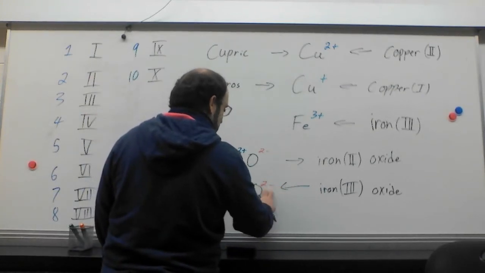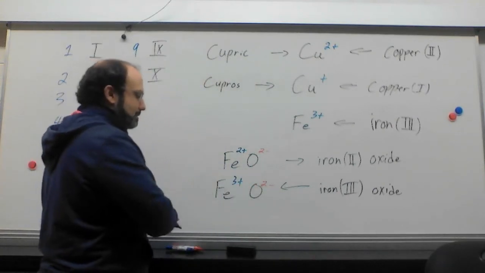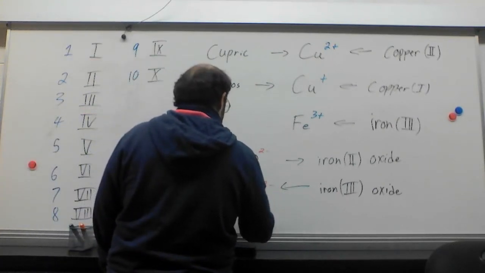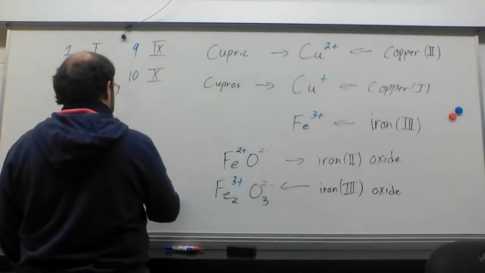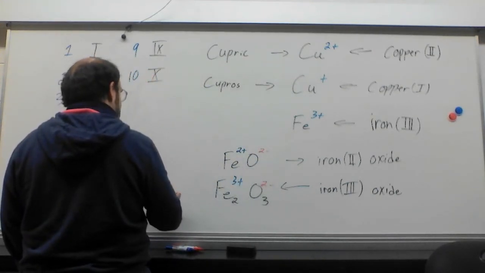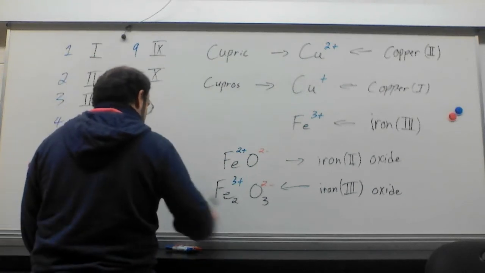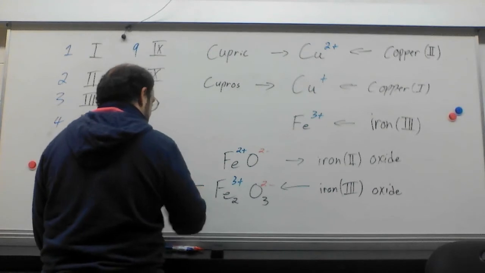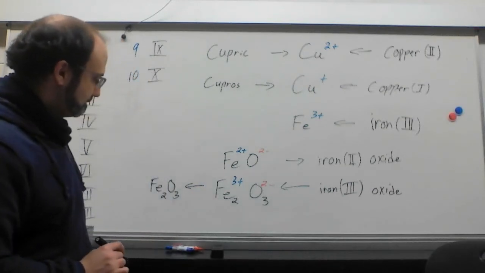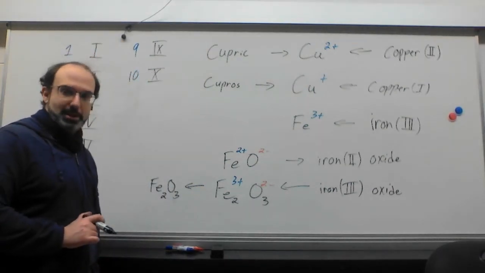I've got a 3 here and a 2 here. Well, in order for that to balance, it's got to be 6, which means that this one here is going to be multiplied by 2, and that one's going to be multiplied by 3. So if I write it out nice and simply with no extra clutter, Fe2O3. Ta-da! That would be iron 3 oxide.